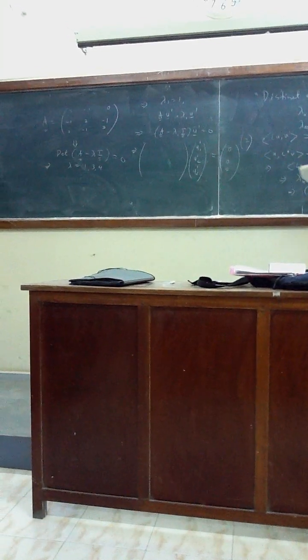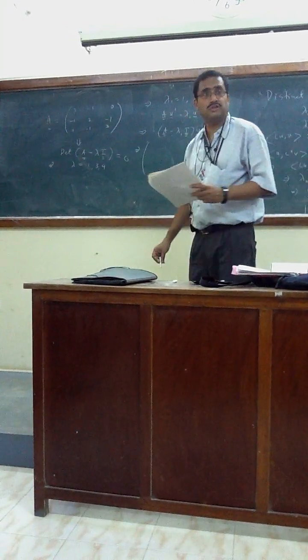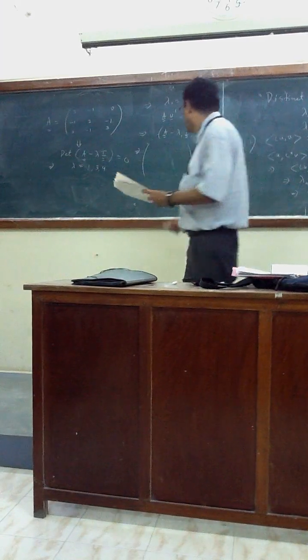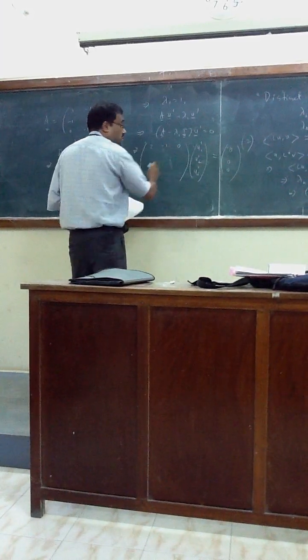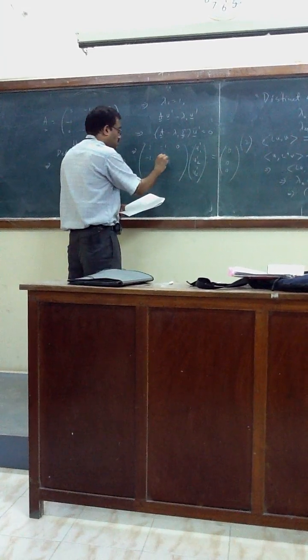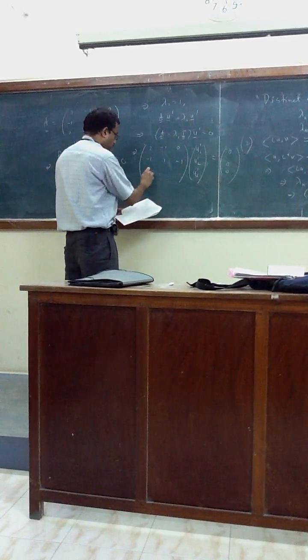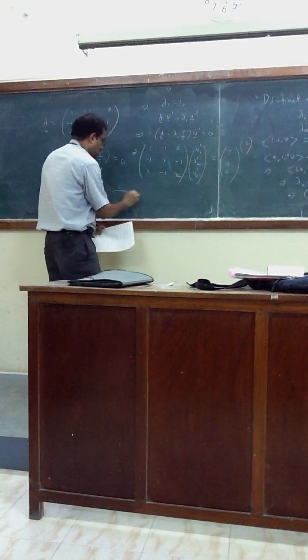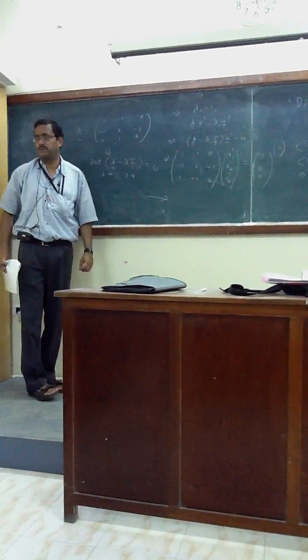What is the matrix? First row: 2, minus 1, 0. Next: minus 1, 1, minus 1. Last row: 0, minus 1, 1. Okay. Next step, you know that we will do echelon form, right?